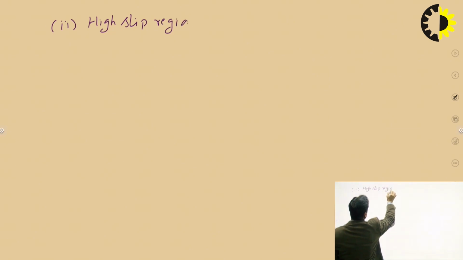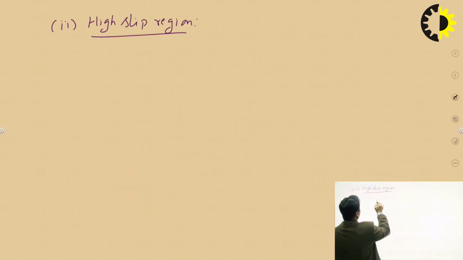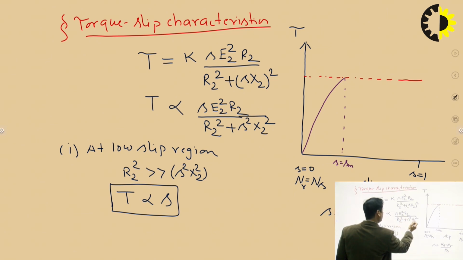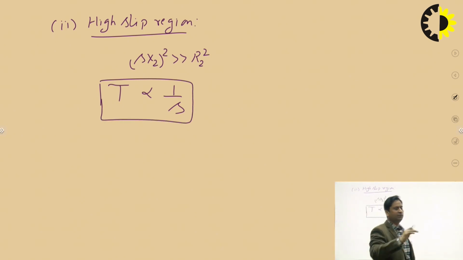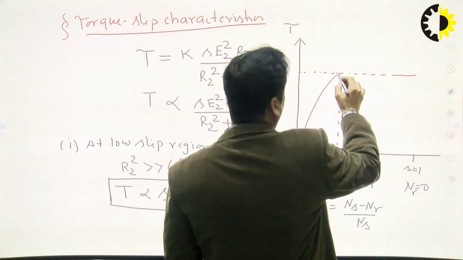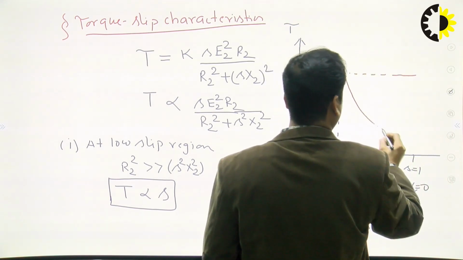But in the high slip region, when the value of slip is more, it will dominate. At this point S X2 square will be greater than R2 square, so we neglect R2 square compared to this. Here the torque will be inversely proportional to the slip. It is almost like a hyperbola, or rectangular hyperbola. So your curve will be like this.